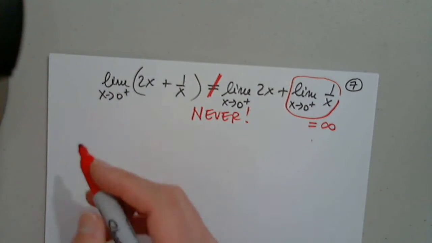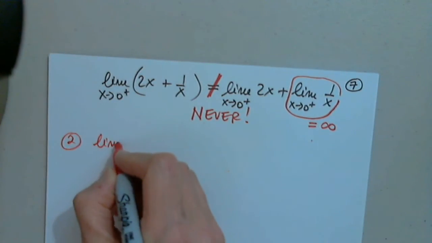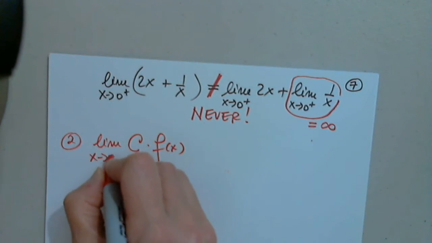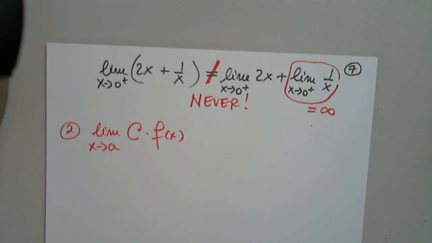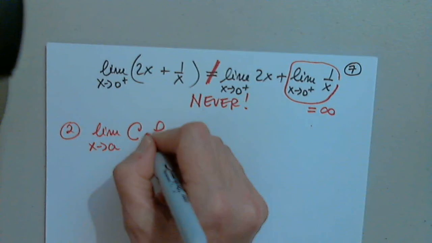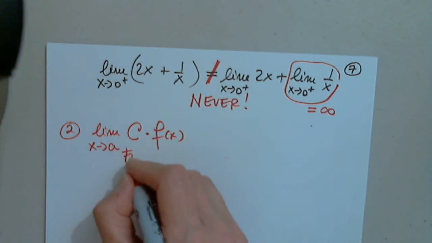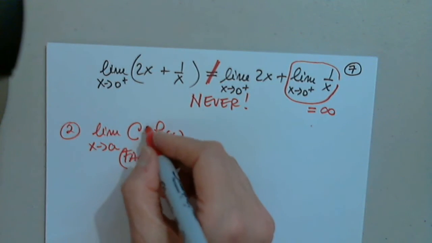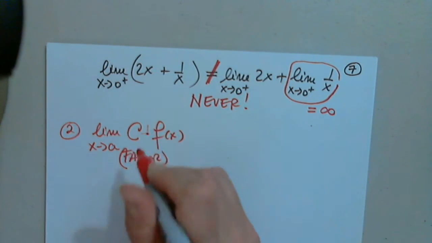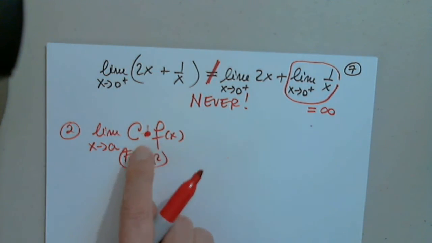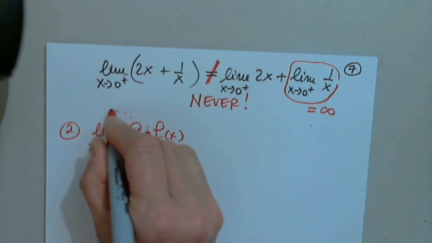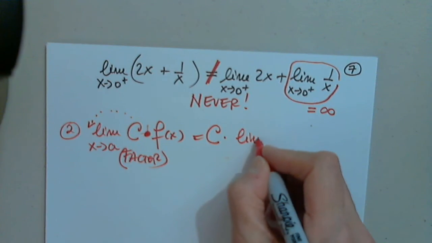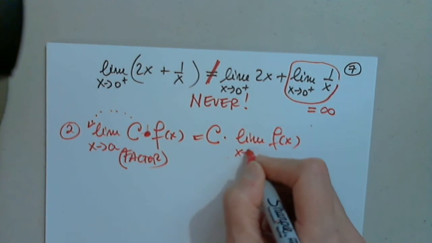Okay, next, number 2. Limit of a constant times a function as x approaches a from either side. So the constant, as long as it's a factor, okay, not plus or minus. A factor means multiplication. As long as c is a factor, it can be taken outside. So this is c times limit of f of x as x approaches a.